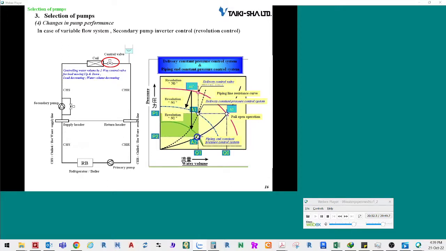The power changes by the cube of the change in revolution speed, so energy can be conserved. In short, inverter control methods provide a necessary flow rate with necessary power.